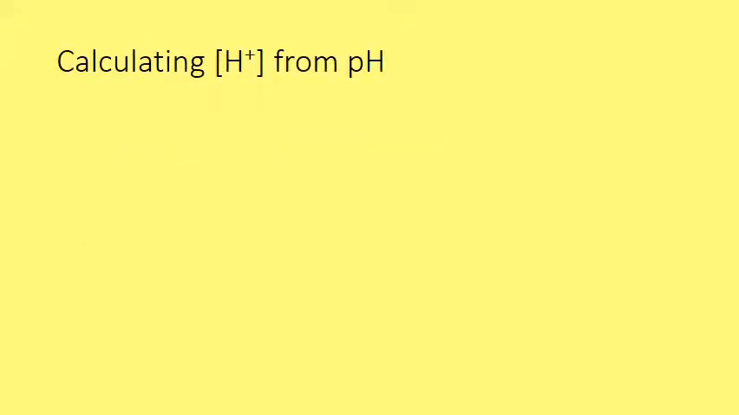So next, let's do the reverse. Let's calculate the hydrogen ion concentration from the pH. So we'll start off with the equation that we had before. If you remember, pH equals the minus log to the base 10 of the hydrogen ion concentration. And those mathematicians amongst you will know that the inverse of that equation is the hydrogen ion concentration. It's going to be 10 to the power of minus pH, because it was log to the base 10.